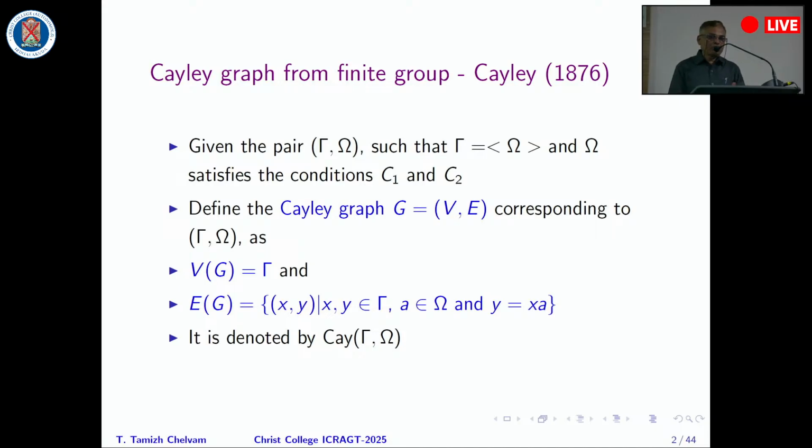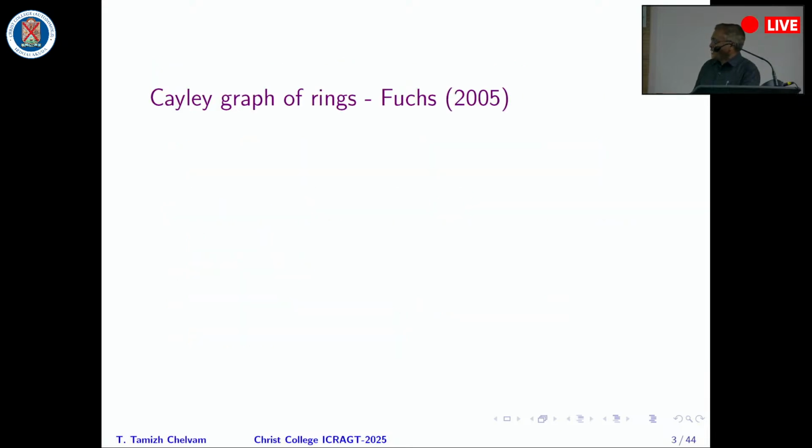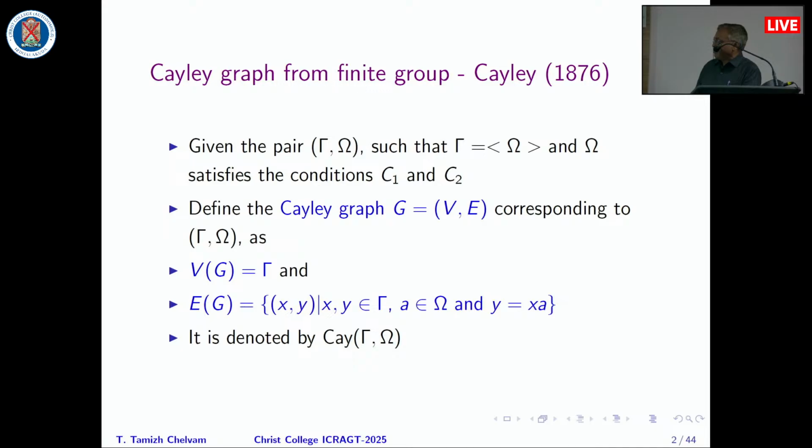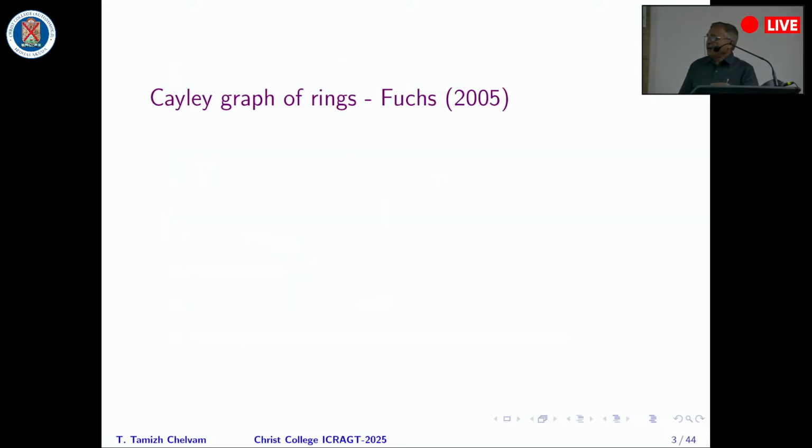If you recall the proof of Cayley's theorem, every element can be represented in terms of permutations. There the permutation image is defined this way: f_a of x is xa or ax, according to your choice of composition. And whenever this is being referred, the credit goes to Cayley because of that representation. And the Cayley graph is denoted by Cay of gamma comma omega. And that was with regard to finite groups.